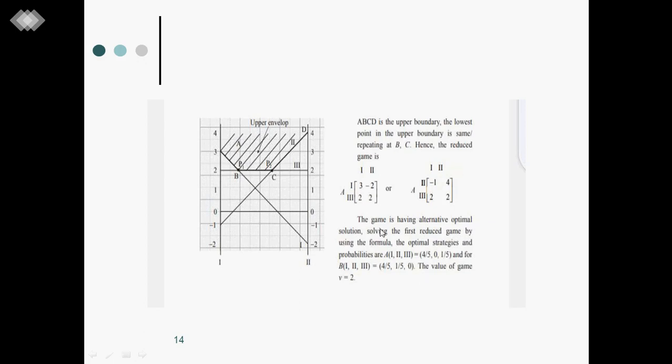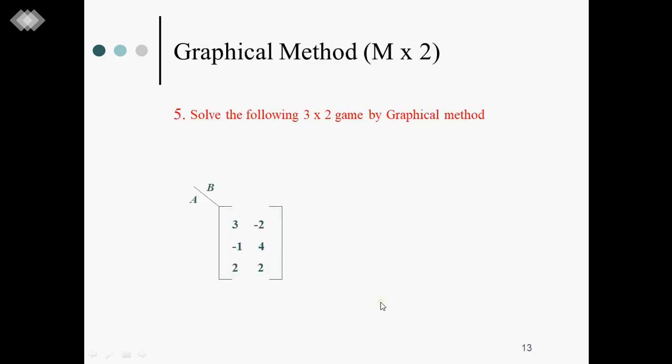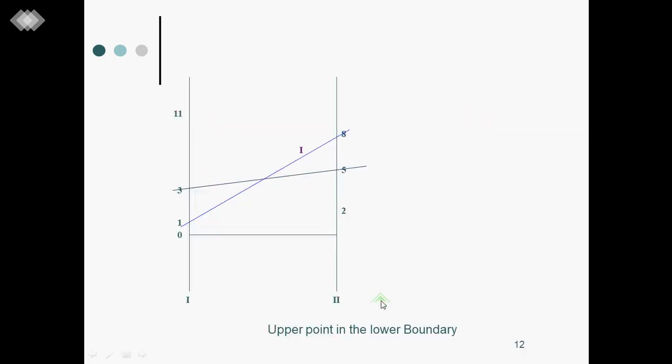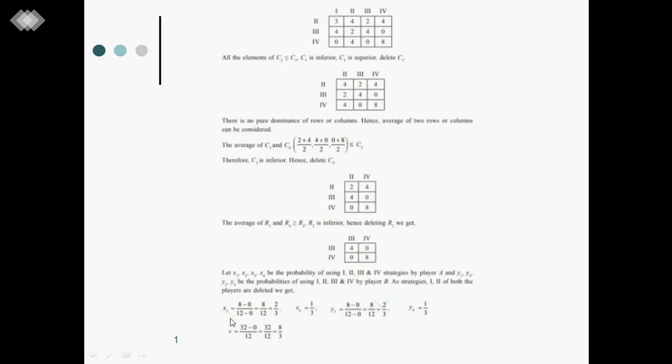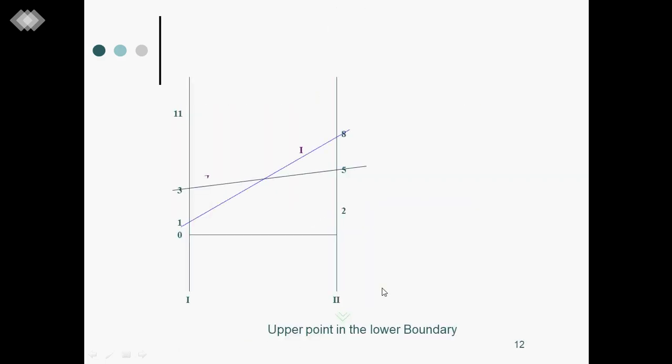For example, x2 is 0, which means the second strategy is not there here. Only the first and third strategy, so that's why we have given values for the first and third. And the value of the game is 2, that is V. You can directly read the value of the game from the graph also. See, 2. This is the value of the game. Otherwise, you can use the V formula. In general, we have used an equation to calculate V, so like that also you can obtain the value of the game.